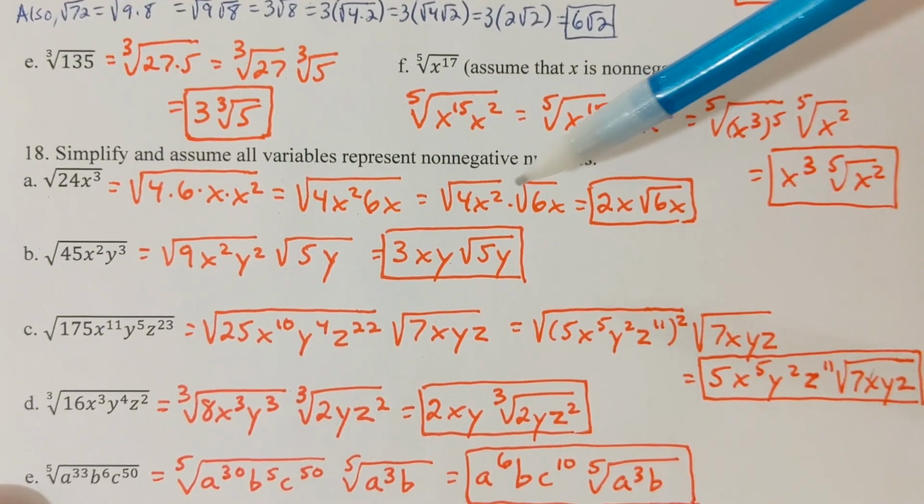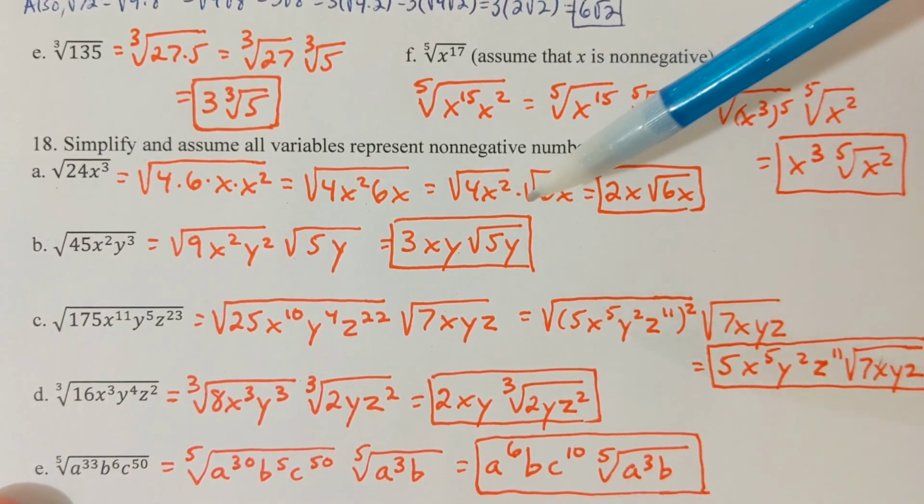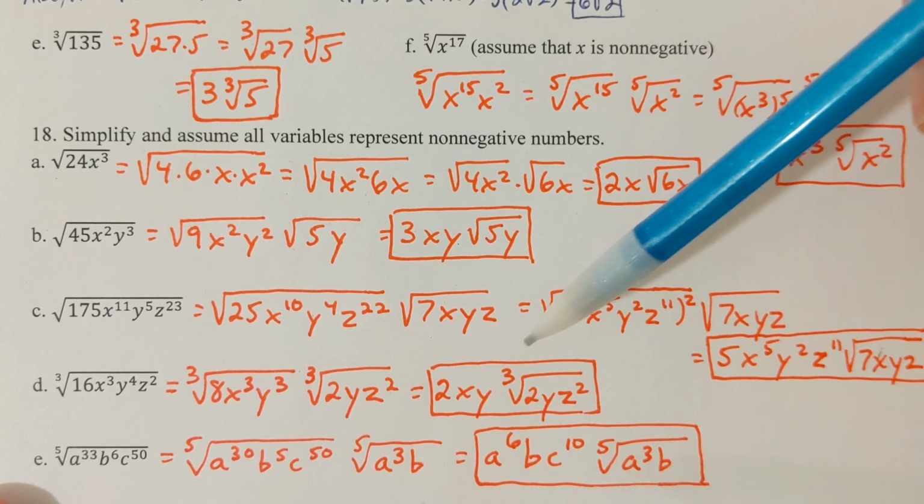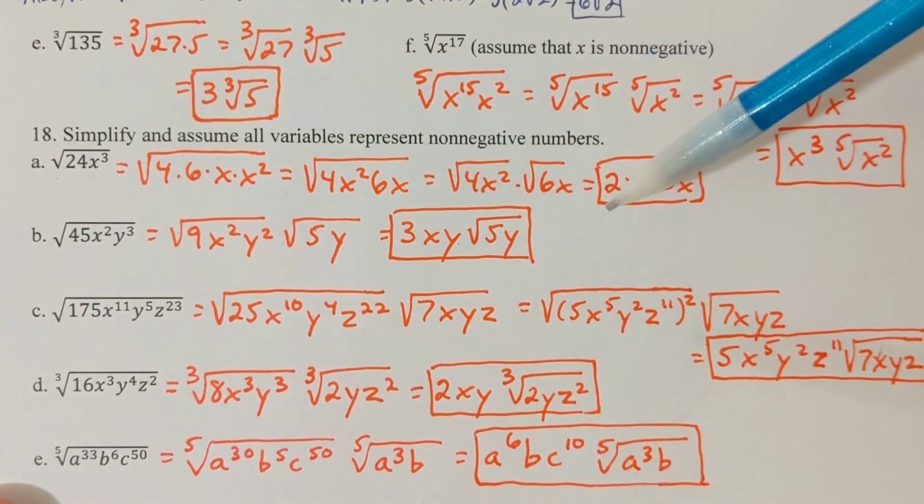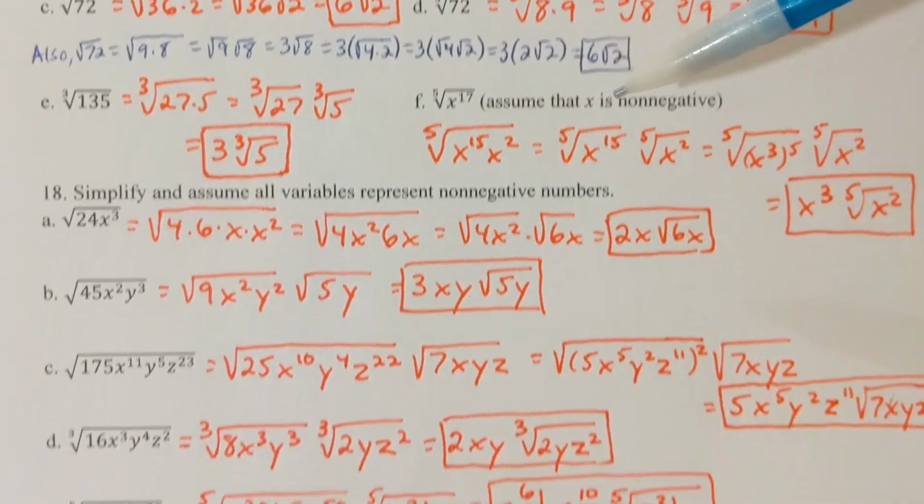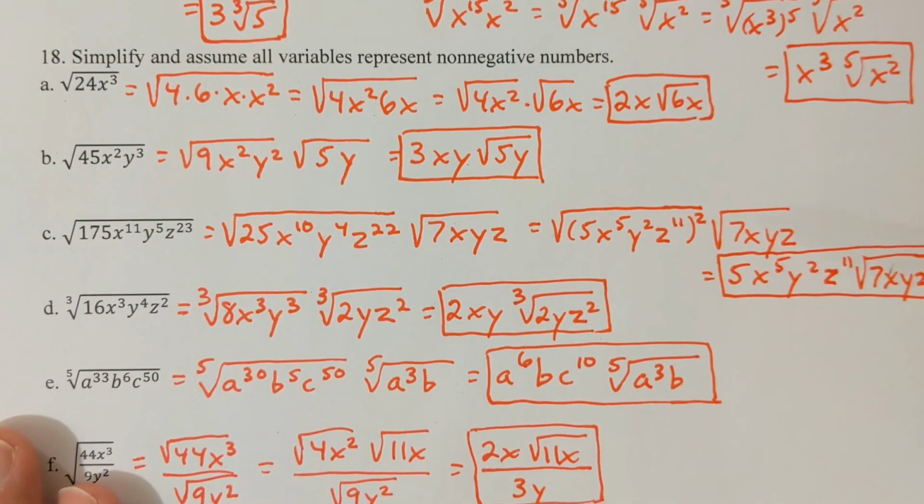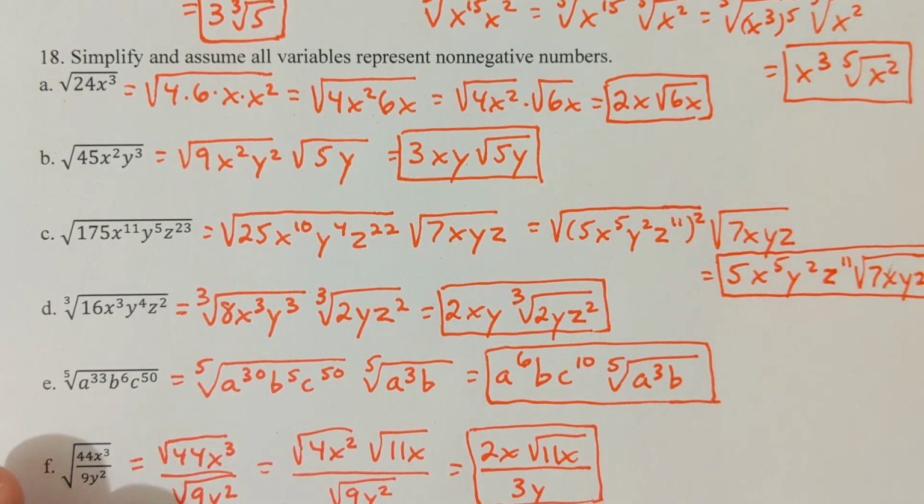The first group is going to be the things that you know the square root of or the cube root of, whatever the index is, and then the other group is going to be the leftover, just like we were doing in problem 17. So simplify and assume that all the variables represent non-negative numbers, okay?